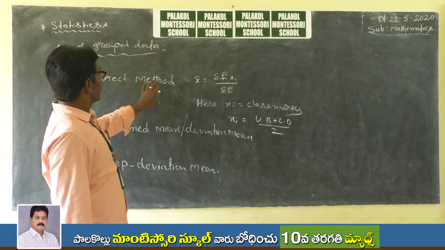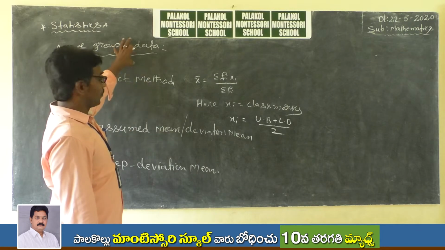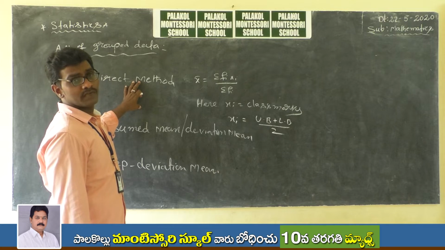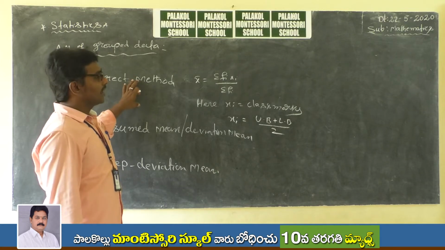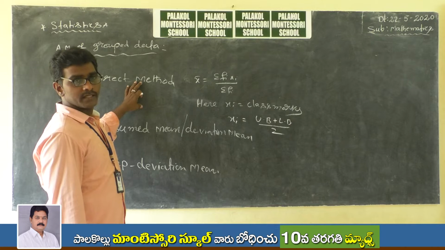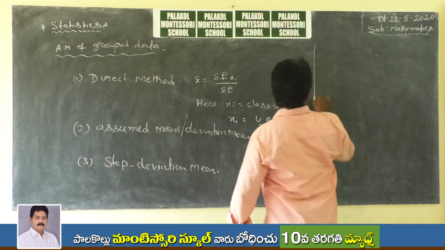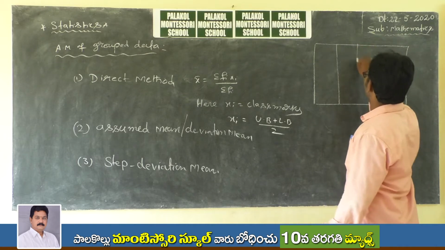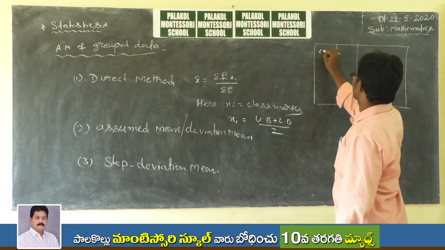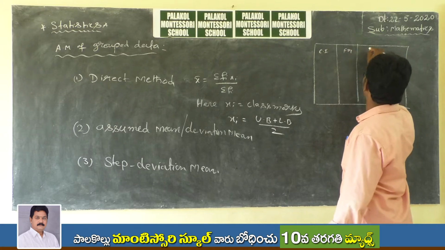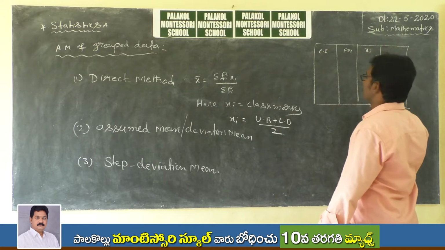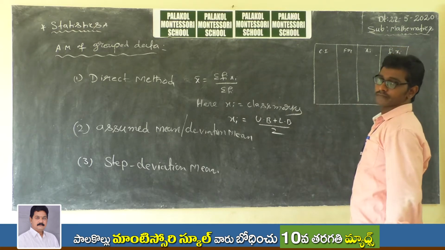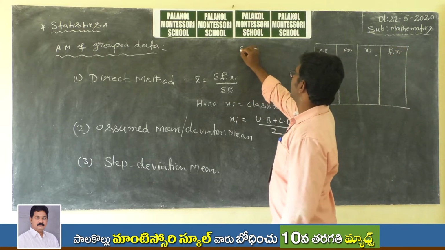Actually, for grouped data, 4 columns are needed. First you frame a table with 4 columns. Two columns are already given in the question: the class interval and frequency. Next you find the class mark, and last you find the sigma f. So step 1.